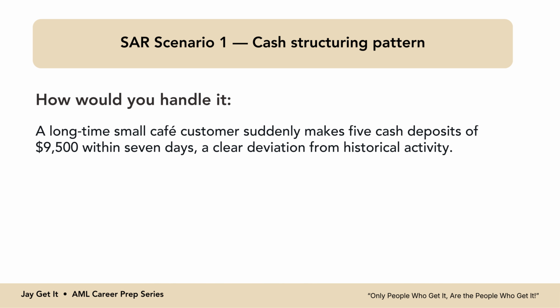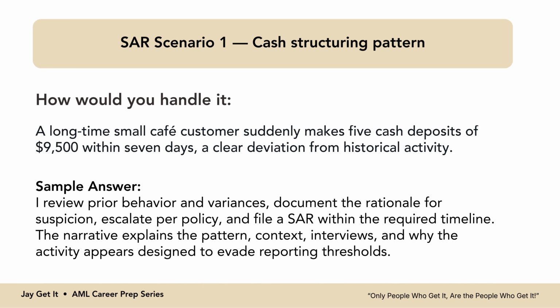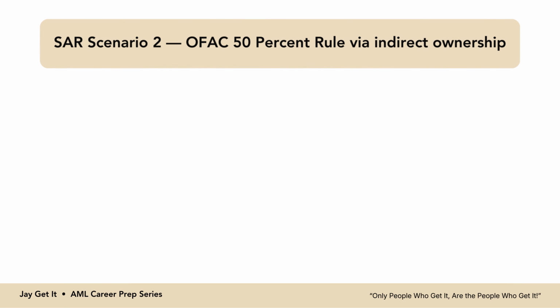SAR Scenario 1. Cash structuring pattern. How would you handle it? A longtime small cafe customer suddenly makes 5 cash deposits of $9,500 in 7 days. A clear shift from historical activity. Sample answer. I review prior behavior and variances, document the rationale for suspicion, escalate per policy, and file a SAR within the required timeline. The narrative explains the pattern, context, interviews, and why the activity appears designed to evade reporting thresholds.